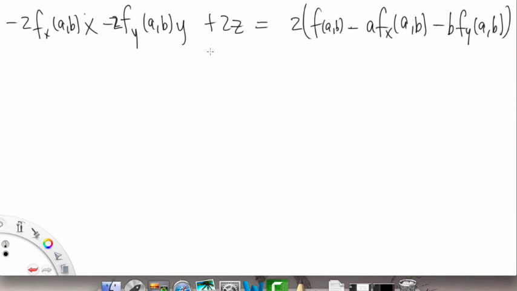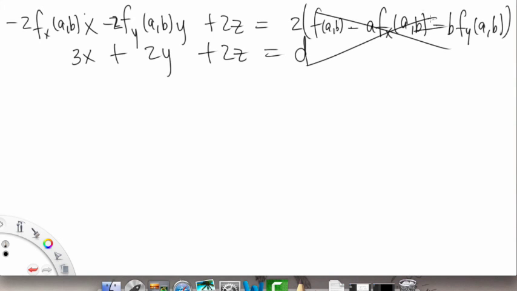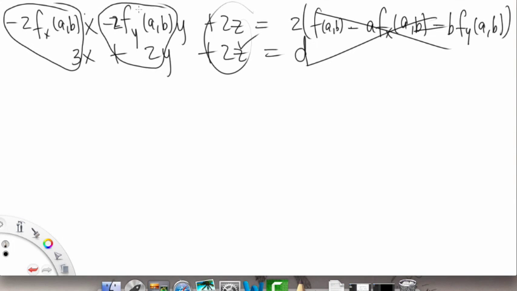Okay, so we have that, and then we had 3x plus 2y plus 2z is equal to some d. So we're not going to pay attention to the right side at all. We won't need that. The two z's match up, that's good. And now we need these ones to match up as well. So the coefficients of the x need to match up, and so do the coefficients of the y. So we'll start with the x. We get negative 2 f sub x at (a, b) must equal 3.